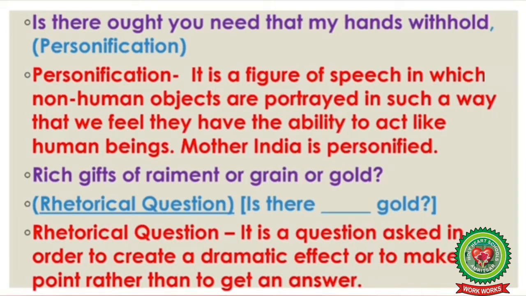So in these two lines, there are two important literary devices. The first device is personification. Now, what is personification, children? It is a figure of speech in which non-human objects are portrayed in such a way that we feel they have the ability to act like human beings.